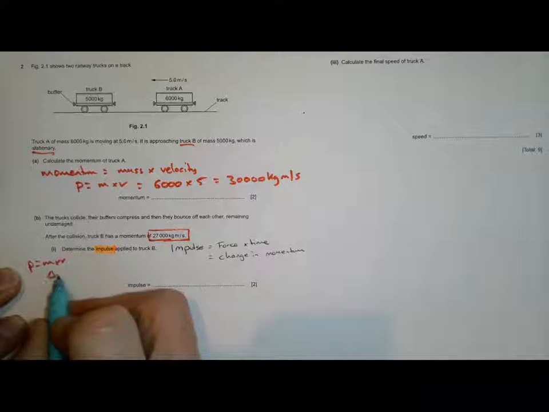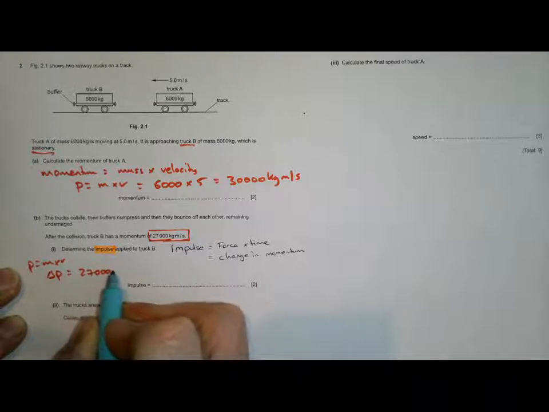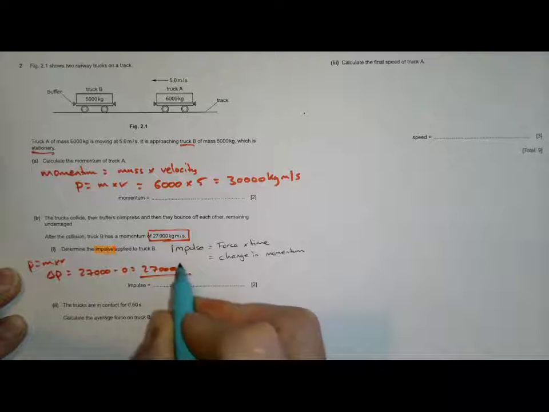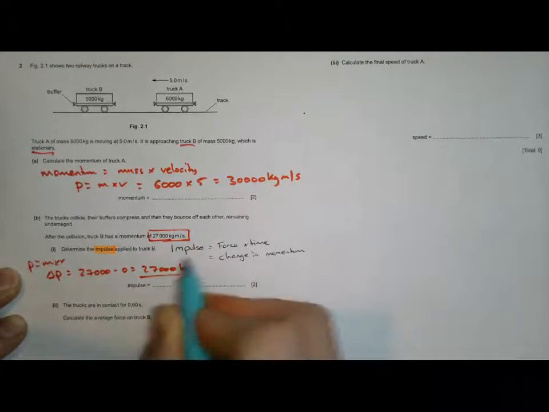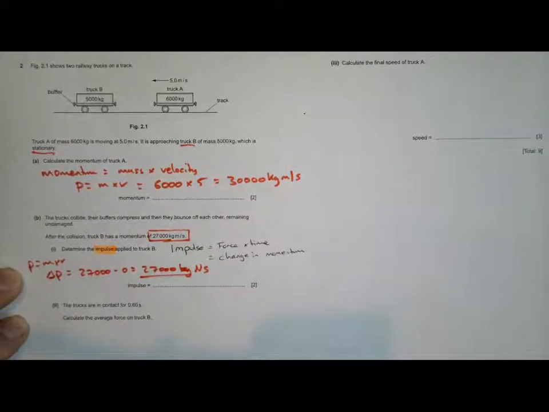Well, momentum is mass times velocity, and truck B is stationary. So before the collision, it's 0. So the change in momentum, this triangle is delta, it means change, is 27,000 minus 0, which is obviously 27,000 kilogram meters per second. Units for impulse, force times time, which is newton seconds.